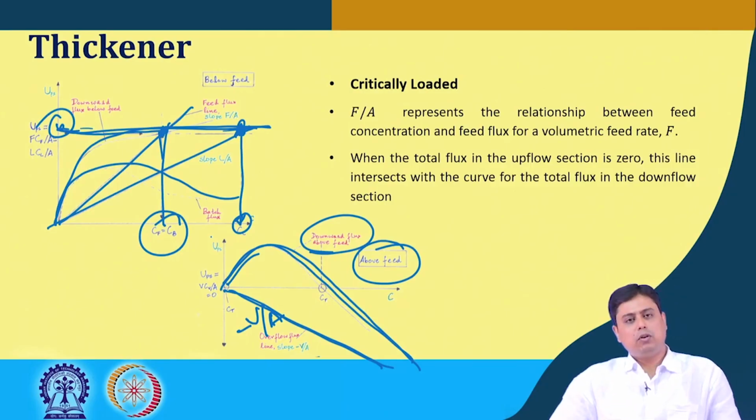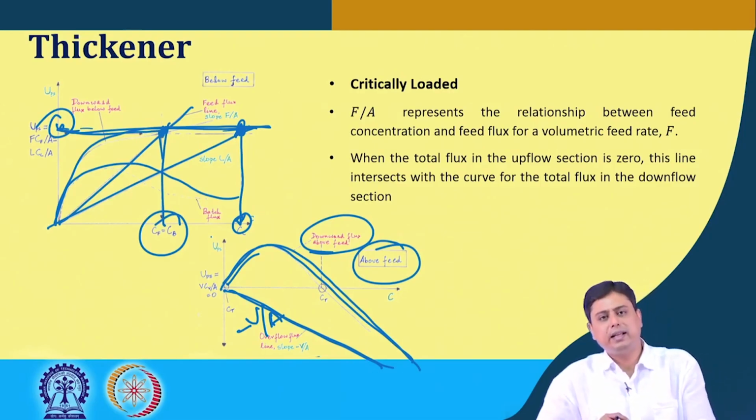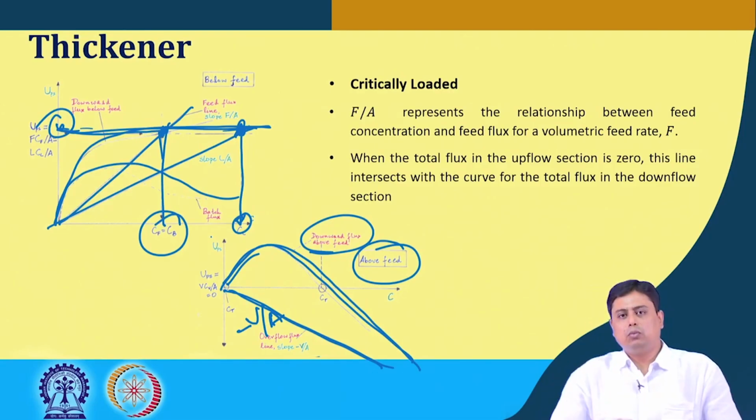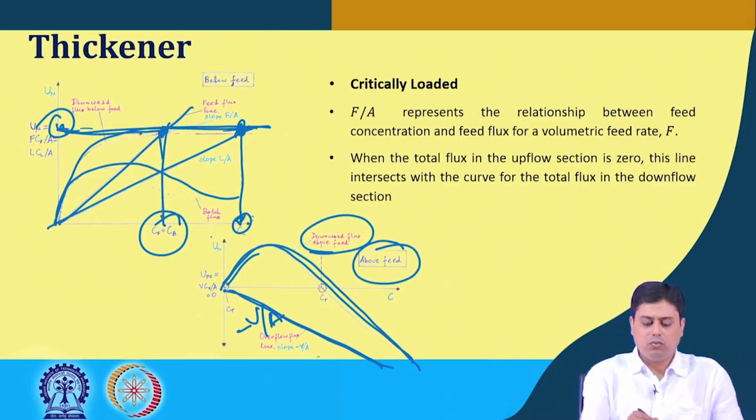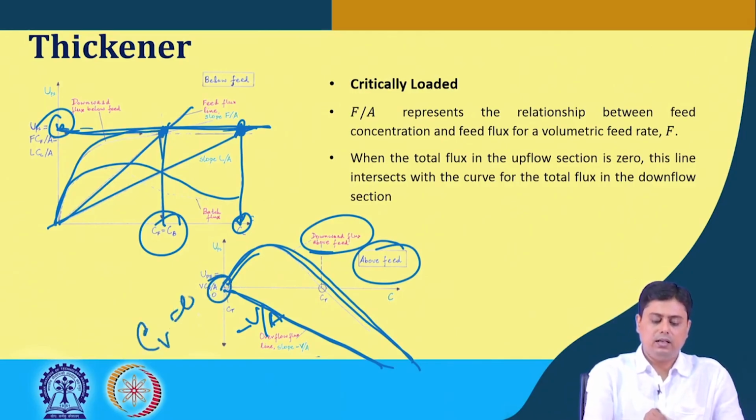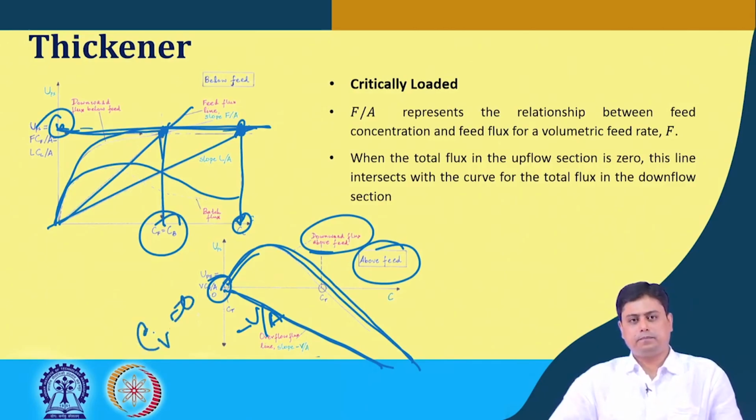And the overflow condition: since this is the critically loaded scenario, all the particle settling is in the downward motion, in the downflow zone. There is no particle in the upflow region, and that is why Cv is basically 0. There is no other solution for Cv from this graph.